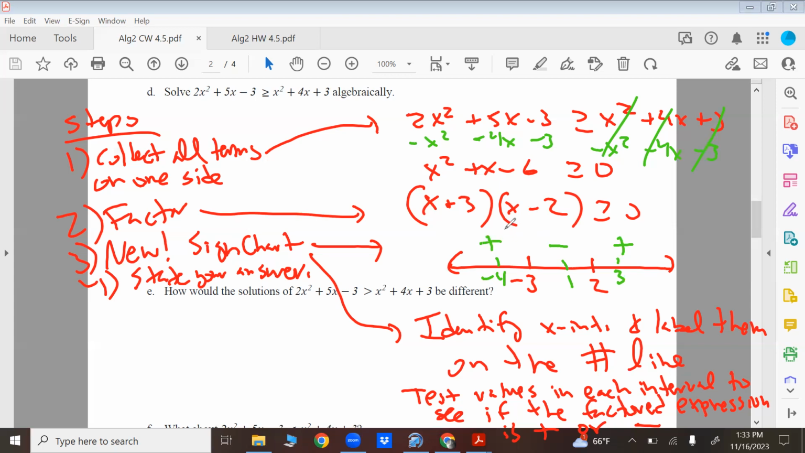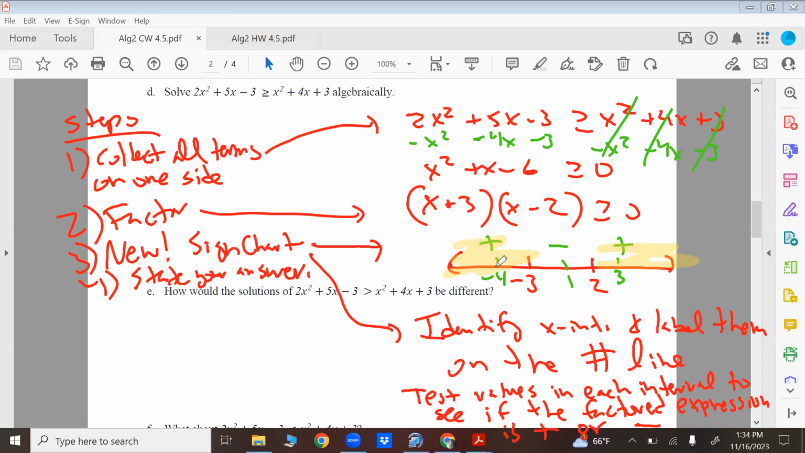Now, this expression has to be greater than or equal to 0. Are positive numbers greater than 0, or are negative numbers greater than 0? What's greater than 0, positive or negative? Positive. So I want the positive answers, not negative answers. So I'm going to highlight the positive regions here and here.